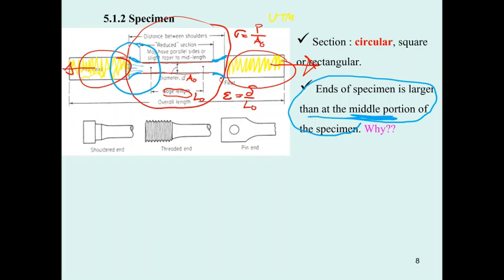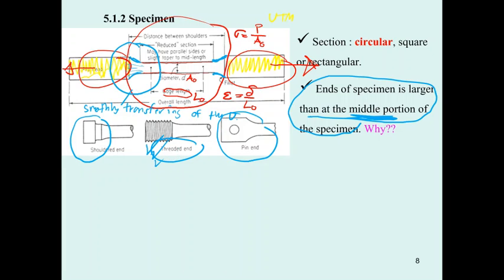So this is for smoothly transferring of the stress. Okay, and there is also the type of the end. Most of the time it depends on the testing machine that we use. Some may have the pin end, some may have the thread end, some may have the shoulder end. We also have the thread end in our lab number 3.